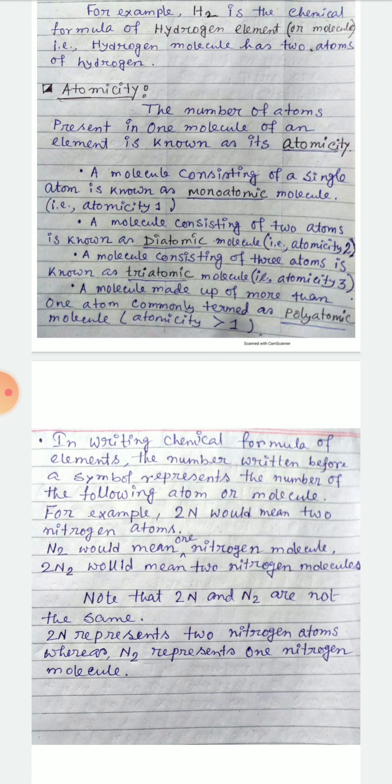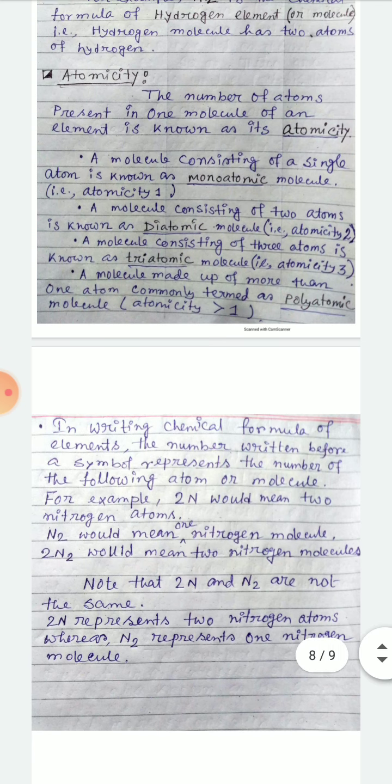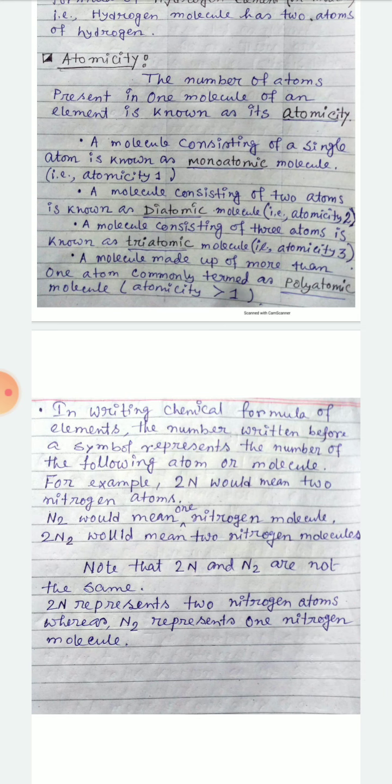Now some notes. If a molecule consists of a single atom, then the molecule is known as a monoatomic molecule. That is, atomicity is 1. If a molecule consists of two atoms, then it is known as a diatomic molecule. That is, atomicity is 2. If a molecule consists of three atoms, then it is a triatomic molecule. That is, atomicity is 3. If more than one atom is present in the molecule, then it is known as a polyatomic molecule. That is, atomicity is greater than 1. All diatomic, triatomic molecules are also polyatomic molecules.